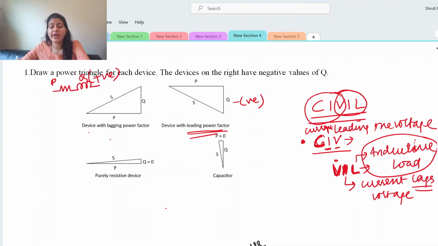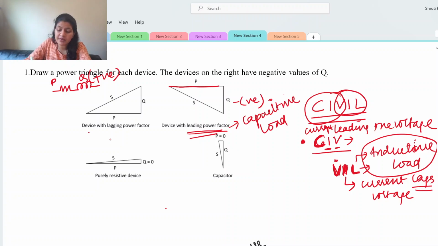Now here we see that it is leading power factor. We know that the power factor will be leading in the case of a capacitor. So this is a capacitance dominating load, a capacitive load. It has an R component and a C component. So negative Q, or negative reactive power, is because of C, and P is because of the resistance, or the resistor which is here.